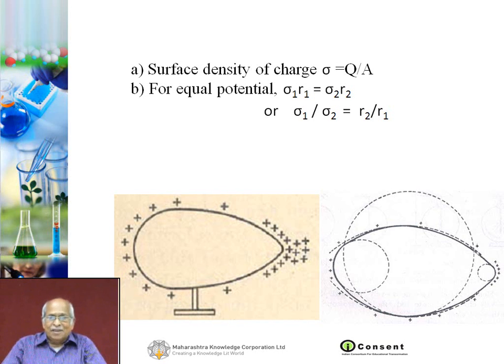Let us introduce some simple physical quantities to understand this. We define what is called surface density of charge. Surface density of charge denoted by letter sigma. Surface density means charge per unit area. So you see the equation, sigma equal to Q upon A. Q charge is present on surface of area A. So surface density is Q upon A.